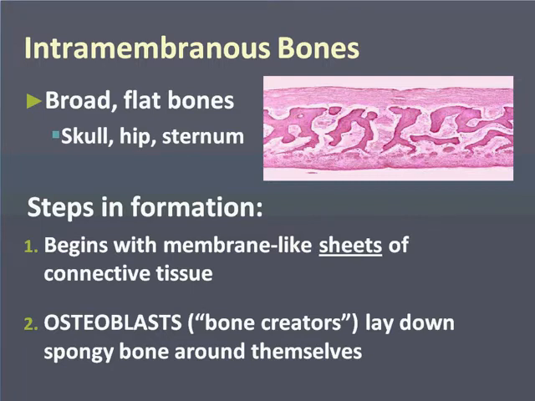So here are these steps. Pretty simple. It's just going to start with sheets of connective tissue, and we've already talked about connective tissue, so you have a pretty good idea what that is. But then these osteoblasts, which are something we haven't talked much about. And these are just bone creators, or maybe bone builders would be a better way to remember this, because of the B, builders, which are going to lay down spongy bone around themselves and just continue.